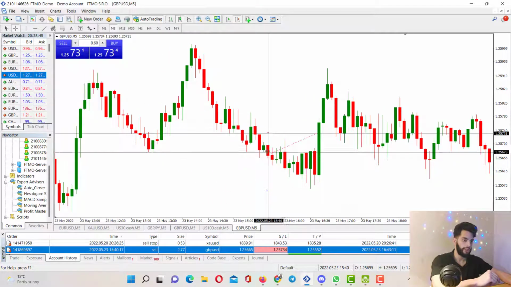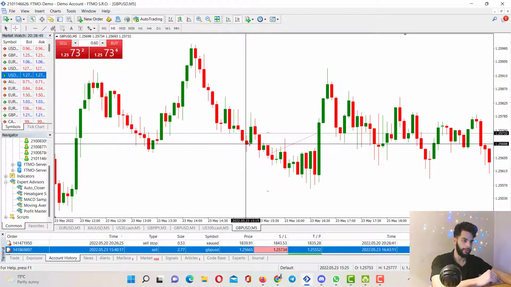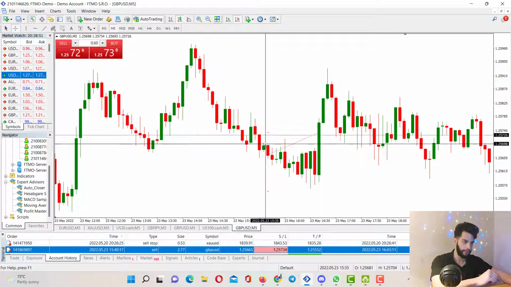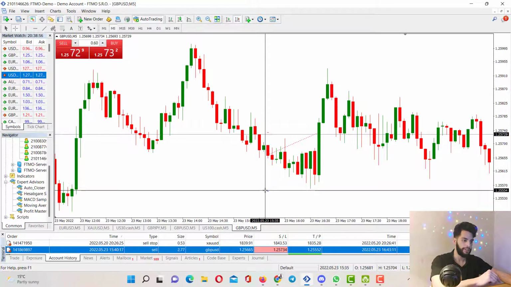I took my position here right after this close, because this is a high probability supply zone. It got filled in quickly. I entered my trade here. I had my stop loss here. My TP was right here.